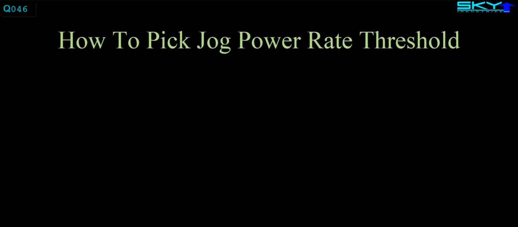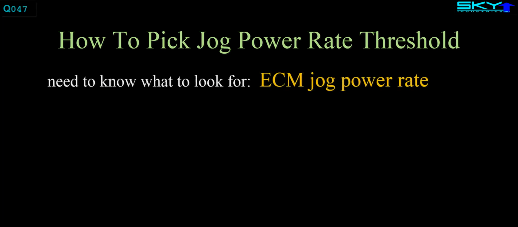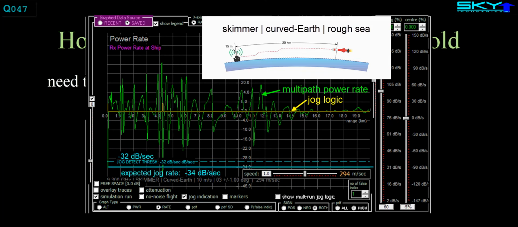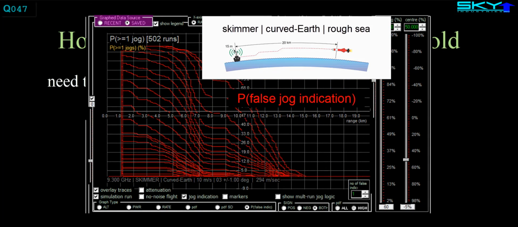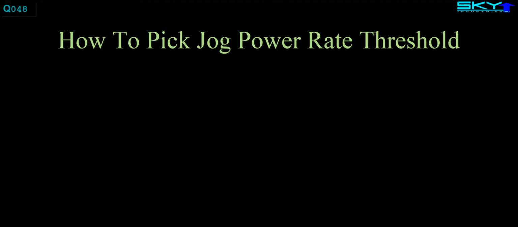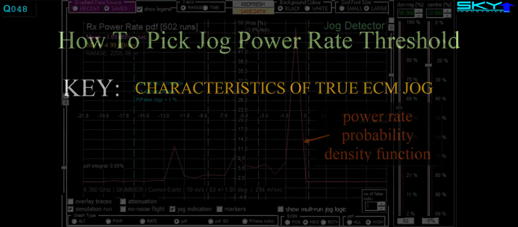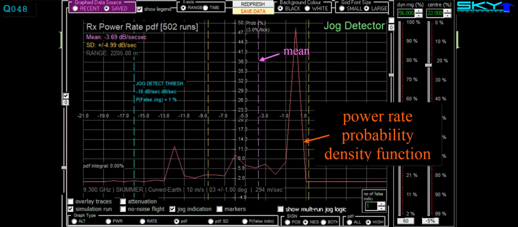Okay, so how do we pick the right jog detection threshold of all the ones we look at? If we know what power rates to expect from the jogs caused by the countermeasure, we could select a power rate threshold slightly above this, like more positive, and then pick out the false indications probability curve that applies. We just don't know which curve to pick yet. The key is the characteristics of the true ECM jog. Characteristics means the mean, standard deviation, and standard deviation confidence interval of the ECM jog power rate.